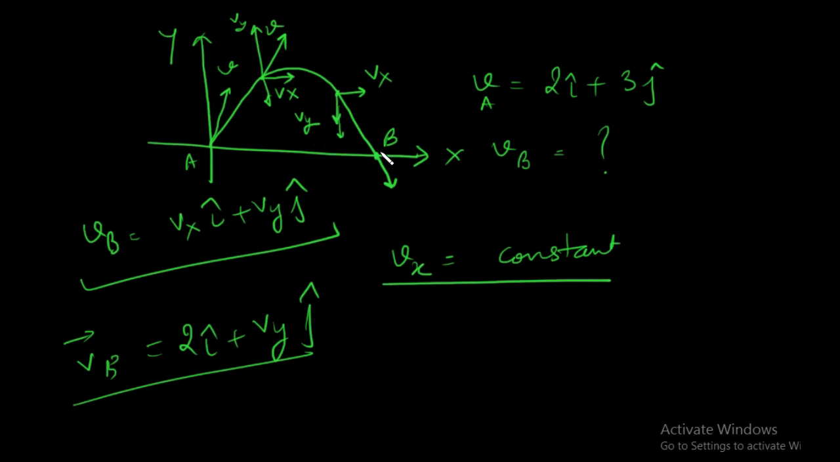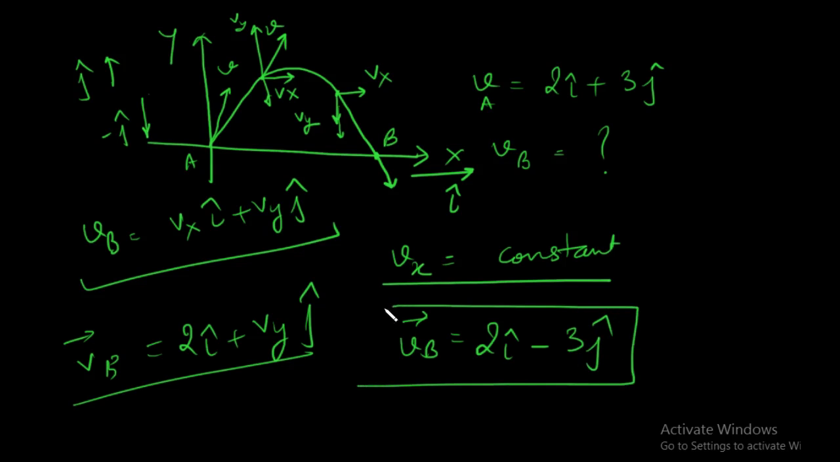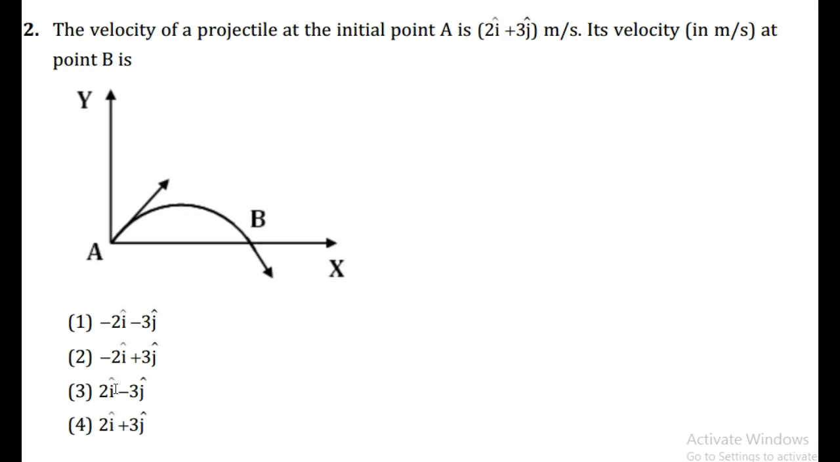Alright, since the speed will be the same, the magnitude of the y component will be the same, but its direction will change now, because Vy is pointing downwards, and obviously we know that I took i and j parallel to x and y axes. But if Vy is going down, this would be the direction and this would be minus j. So Vb would be equal to 2i minus 3j. Because 3 remains constant, we have only added minus j over here. This was plus j. Okay, so this is the answer. So option 3 is the answer over here.